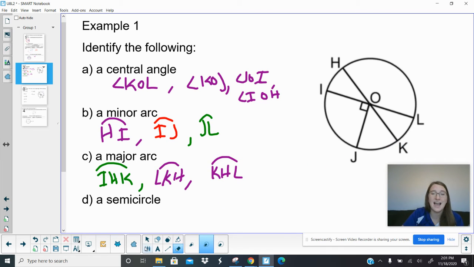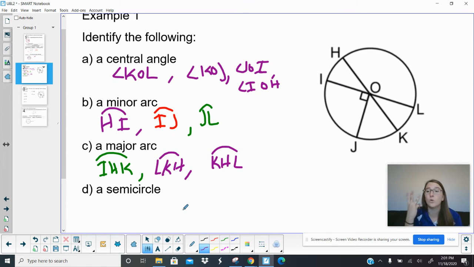Now a semicircle. A semicircle is exactly half of a circle. There's a couple different ones we could name here. We also name a semicircle with 3 letters. I can see a diameter right here. So the semicircle is created by that diameter. I'm going to call this one HJK. Arc HJK.